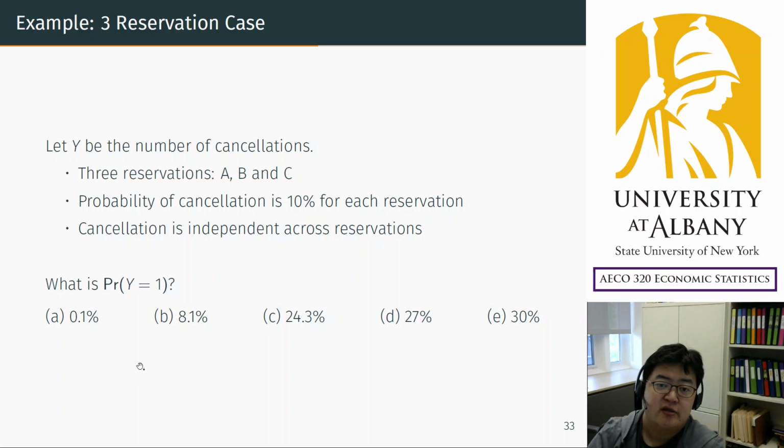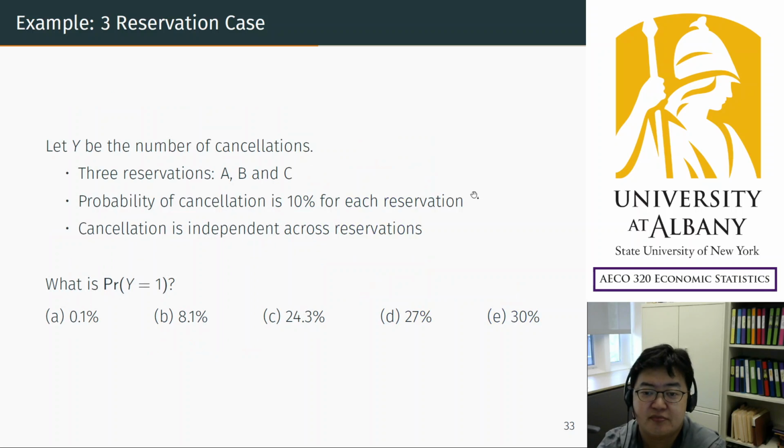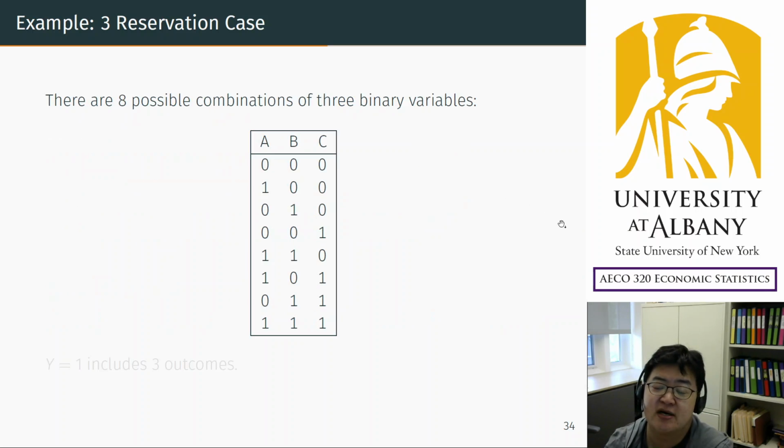Okay, so at the end of the last video, I gave you this question. We are calculating the probability that there is only one cancellation. And to do this, the most fundamental approach to this question is to make a probability distribution table like this, listing all the possible outcomes. Let's do this. This is 8 possible outcomes.